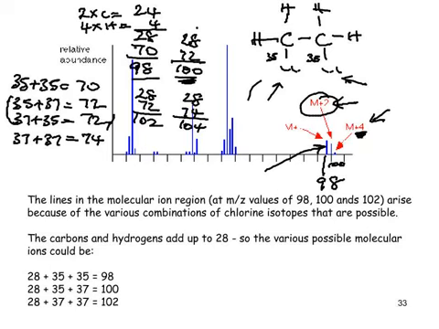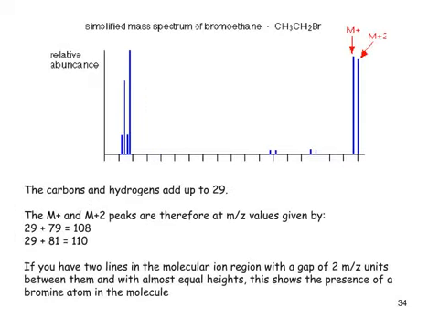The M plus 4 peak is the one where both of these chlorines are 37s. That gives us 28 and 74, 104. And that's a relatively small peak, which you can just about see there. Again, if you like to pick up a little bit more detail, you can pause and read what's below here.